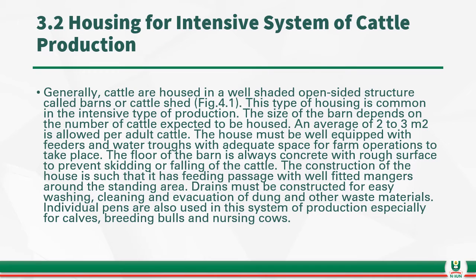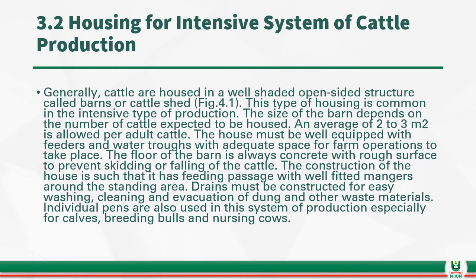Generally, cattle are housed in a well-shaded, open-sided structure called a barn or cattle shed. This type of housing is common in the intensive type of production. The size of the barn depends on the number of cattle expected to be housed. An average of 2 to 3 square meters is allowed per adult cattle. The house must be well equipped with feeders and water troughs with adequate space for farm operations to take place.